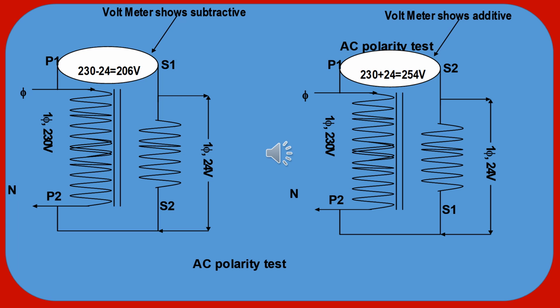Now if the voltage is given, the incoming side power supply is 230 volt and the secondary side is 24 volt. If the voltmeter gives a reading of 230 minus 24, then P1 and S1 are connected across the voltmeter. But if it gives additive 230 plus 24, then the terminal corresponding to P1 across the voltmeter is S2. Very simple system. With this you can check the polarity of the potential transformer also. So this is the system.